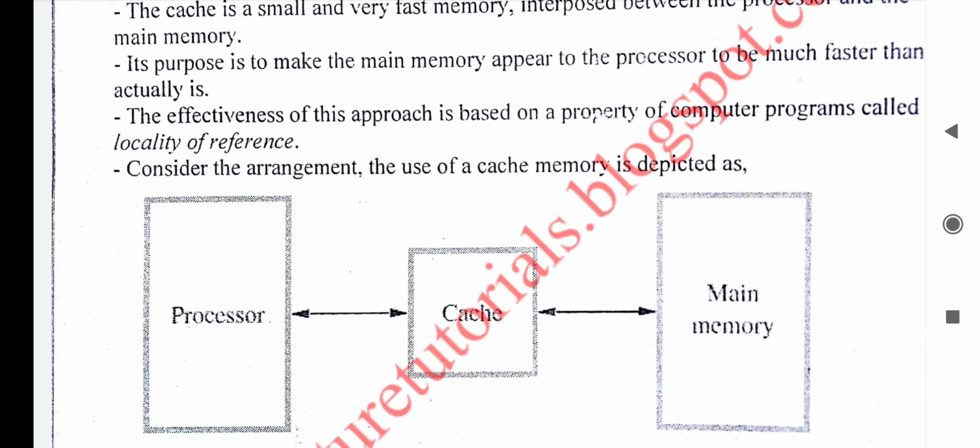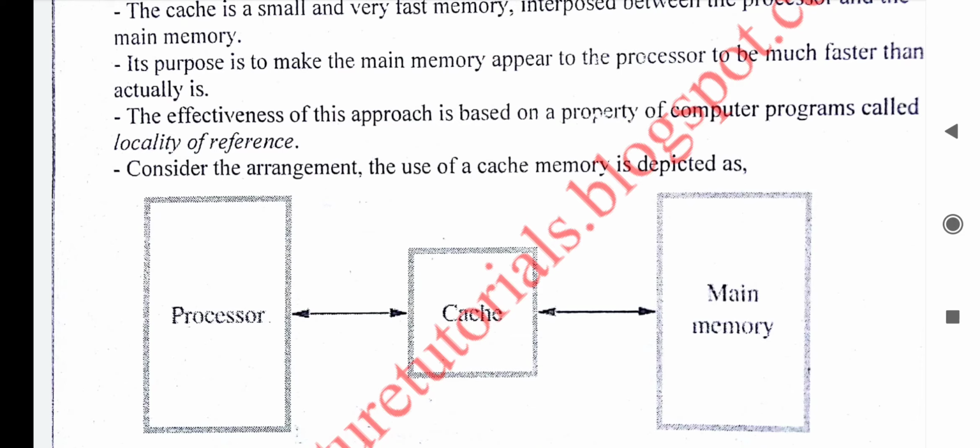Consider the arrangement. The use of a cache memory is like this: a main memory and a processor. In between these two we have a cache memory. In this cache memory we have to place the data or content which is frequently used by the processor, used by the CPU, right?